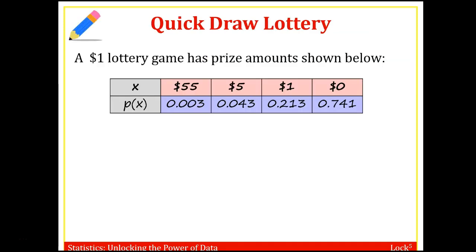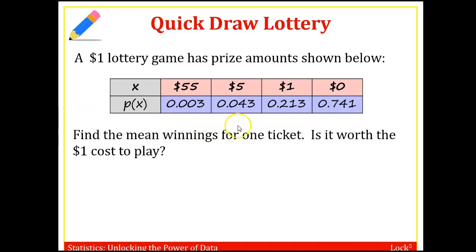Let's go over another example. Suppose we have a $1 lottery game and you know the prize amounts. You have a 0.003% chance of winning $55, about a 4% chance of winning $5, 21% chance of winning your money back, and a 74% or so chance of winning 0.